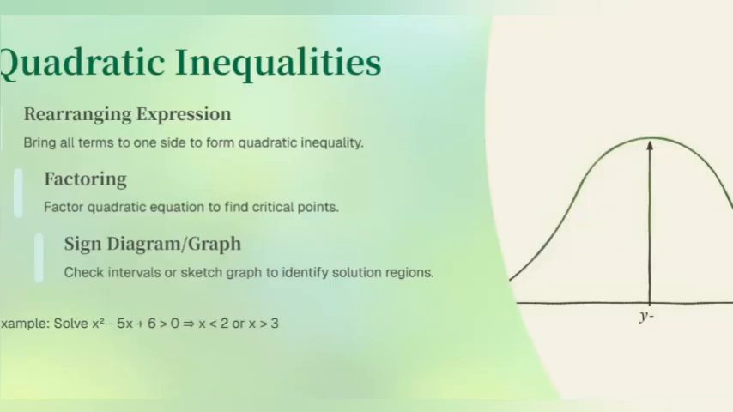You have to find the critical points. The critical points are the roots of the quadratic equation. When you're solving a quadratic equation, you find the roots, and those points dissect the x axis. That's why they're called critical points, right? So you will apply that same method. Imagine that the inequality sign is gone, place an equal sign, and solve it normally.